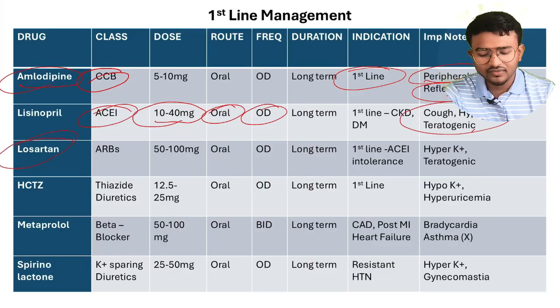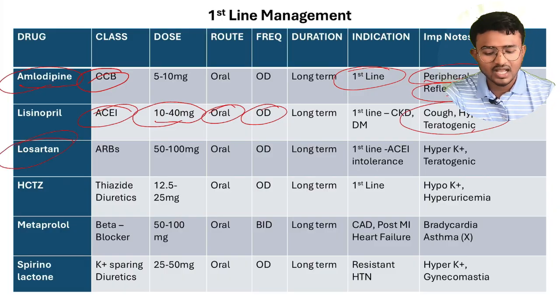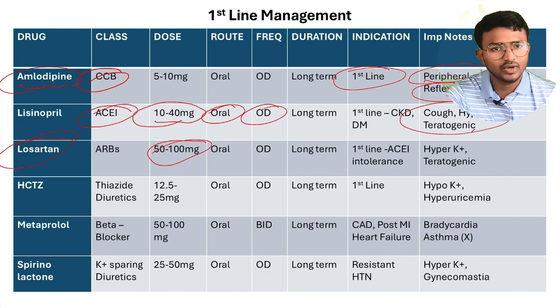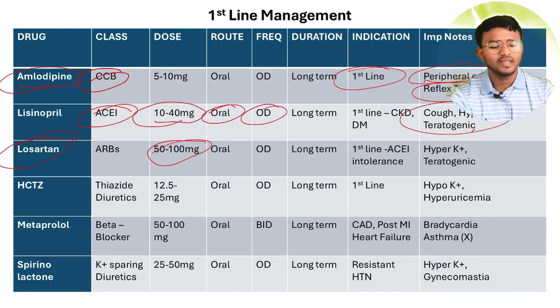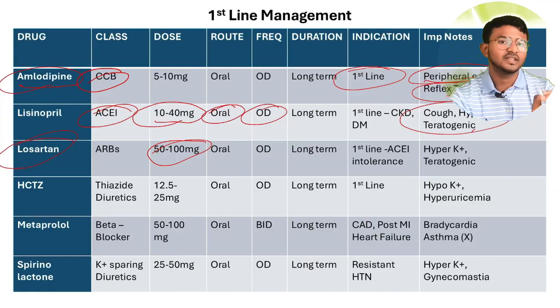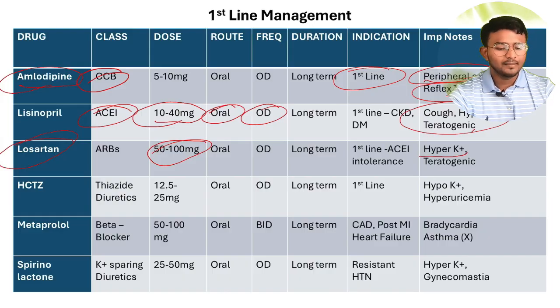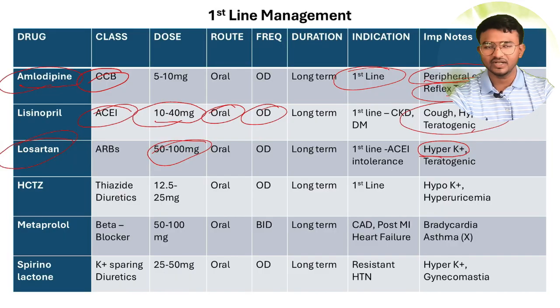Third, losartan, an angiotensin receptor blocker. The dosage is 50 to 100 milligram orally, OD, long term. If ACE inhibitors are not tolerated, then we can use ARBs. The side effect is hyperkalemia, same as ACE inhibitors, and in pregnant women it can cause teratogenicity.